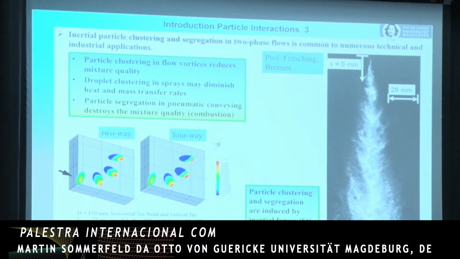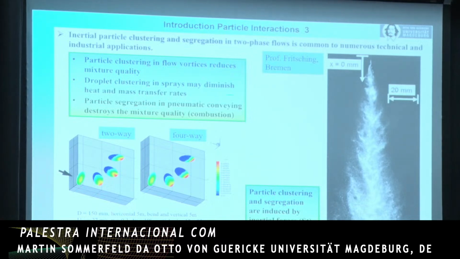Another issue resulting from the particle interaction is clustering and segregation, which mainly comes from the fluid dynamic interaction between the particles. So you can see, for example, particle clustering in vortical structures, which of course reduces the mixture quality. In many processes, you want to produce a nice mixture, for example, in a stirred vessel.